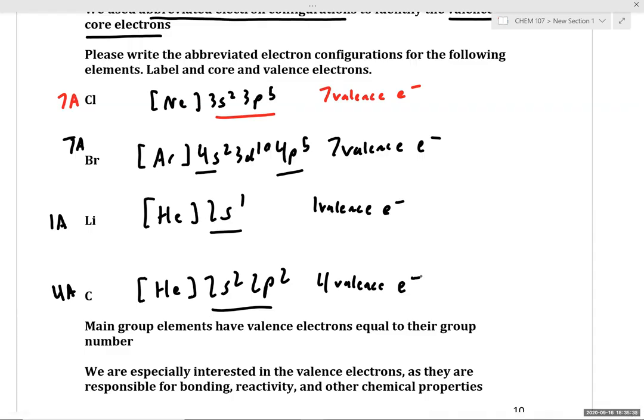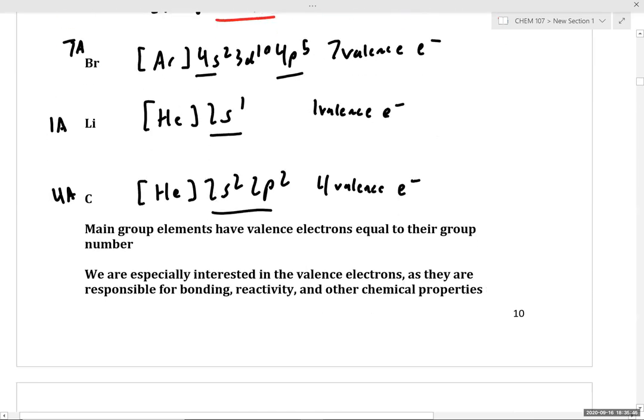Does this make sense? Everyone comfortable with this example? So, main group elements have valence electrons equal to their group number, right? And we care about valence electrons because they're responsible for bonding, and they're the electrons that are exchanged, gained, lost, shared in chemical reactions.